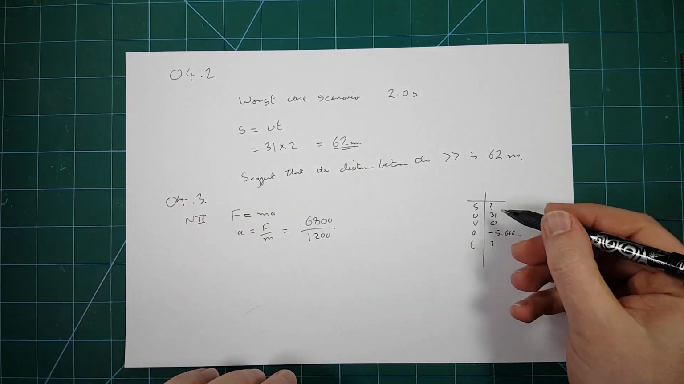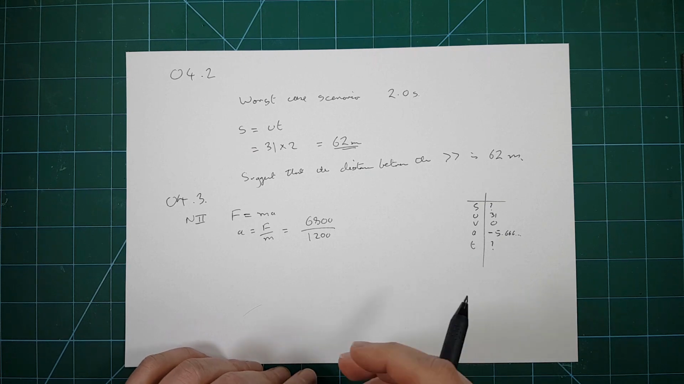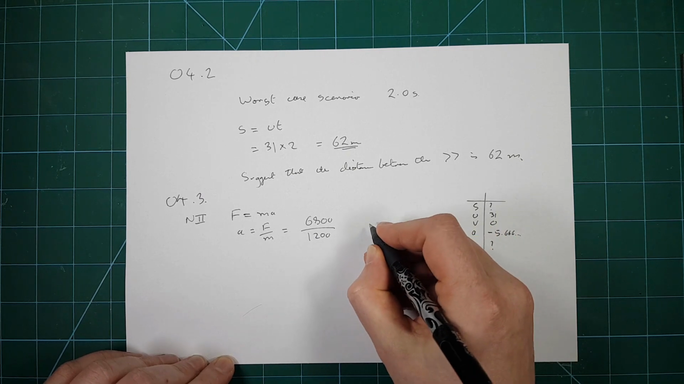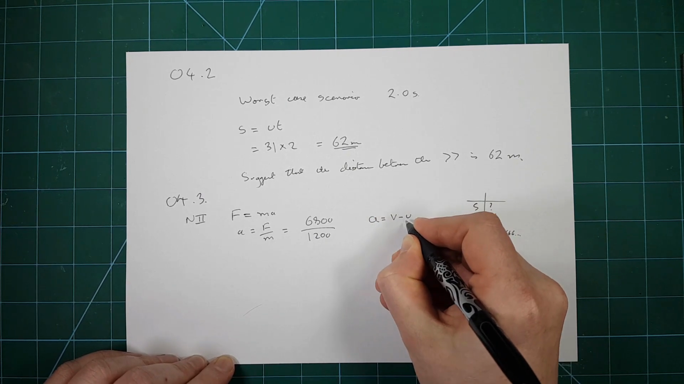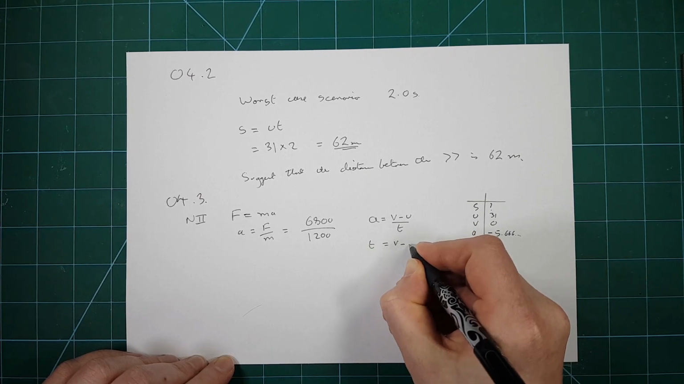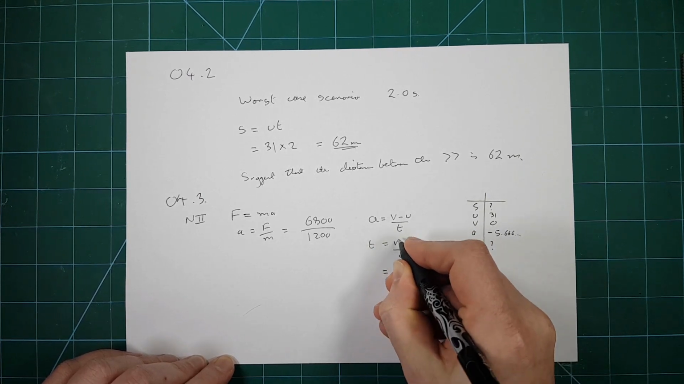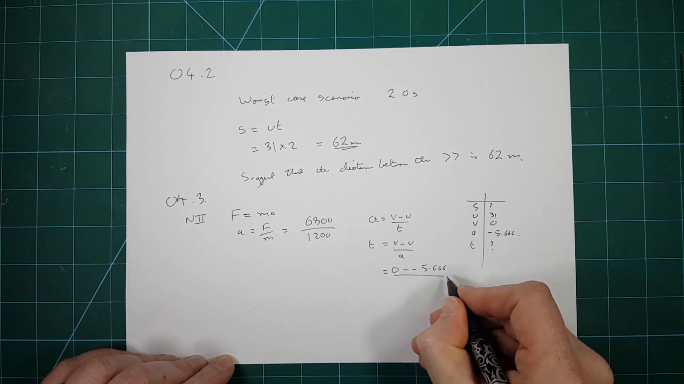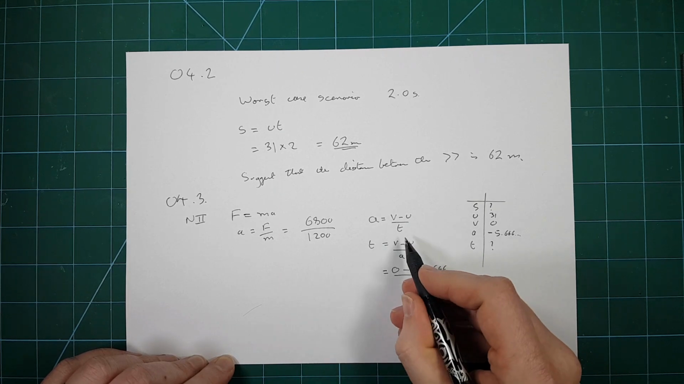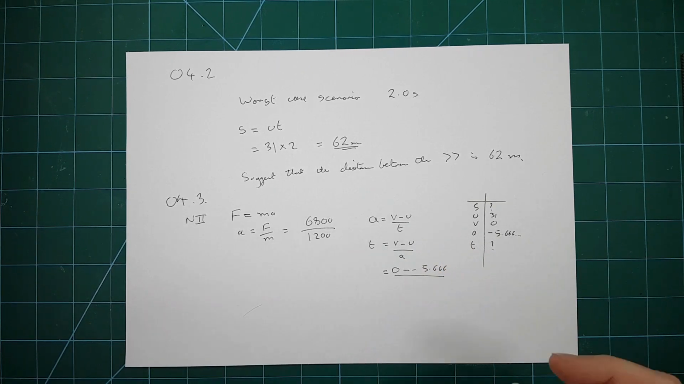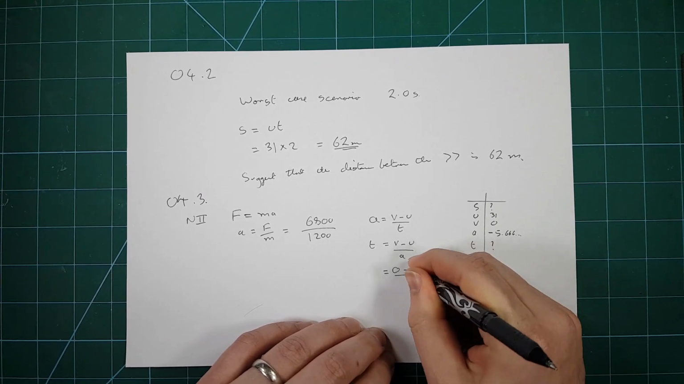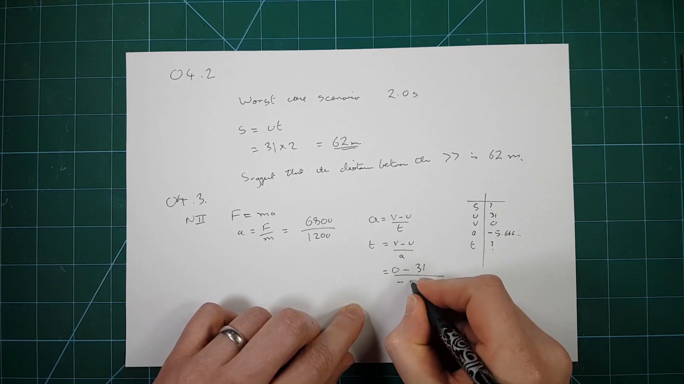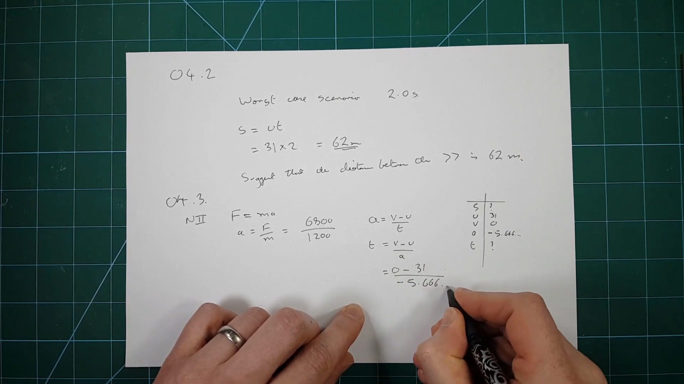Now we need to find the time and the distance. You can do it in any order. I thought the easiest one to work out was the time first. So I used a is equal to v minus u over t, so t is equal to v minus u over a, which is equal to v is 0, minus u is 31, and then that's divided by minus 5.666 dot dot dot.